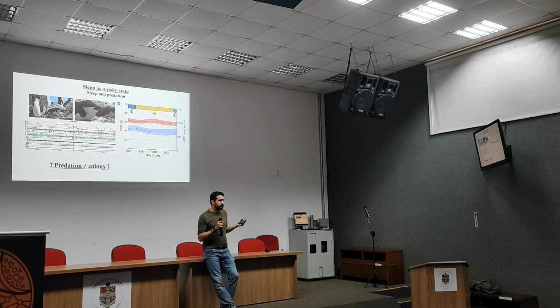So, one explanation could be the noise and the disturbance of the sociality. We think that they are more protected in the center, but maybe their sleep could also be more disturbed. So this is one explanation, and we still don't know whether the fragmentation is explained by the predation or whether it's explained by the disturbance of the conflict.